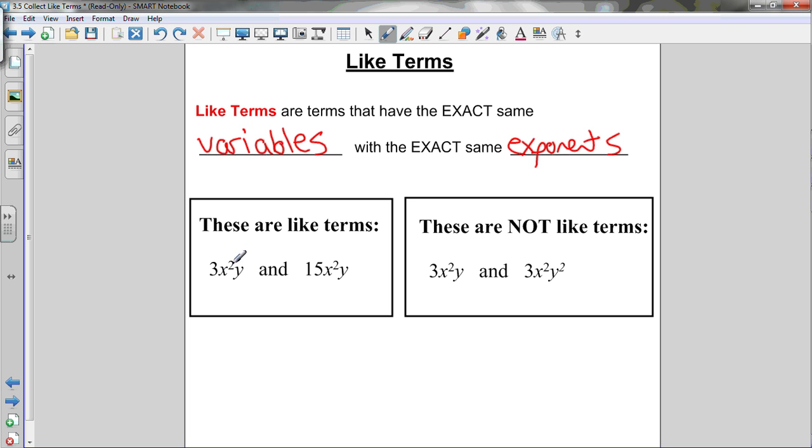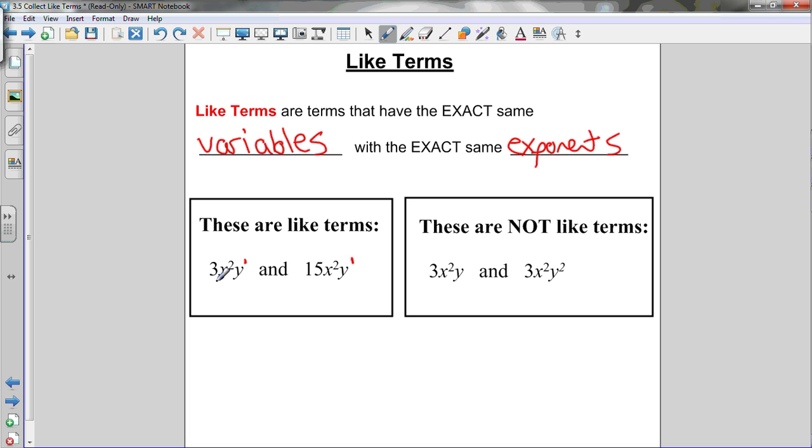This has an x squared. This has an x squared. This has a y to the 1. This has a y to the 1. So the variables are exactly the same, so the same letters, x and y, and those variables have the exact same exponents. X squared, y to the 1, y to the 1. Because those are exactly the same variables with exactly the same exponents, they are like terms.